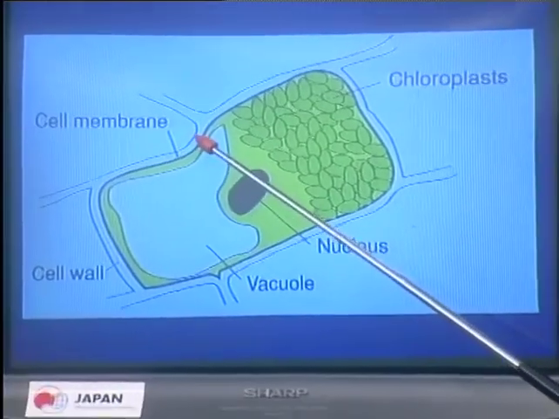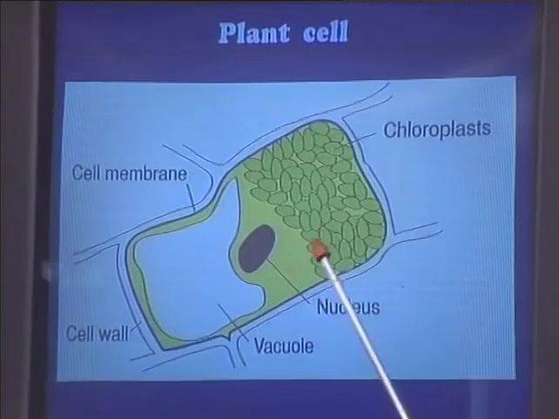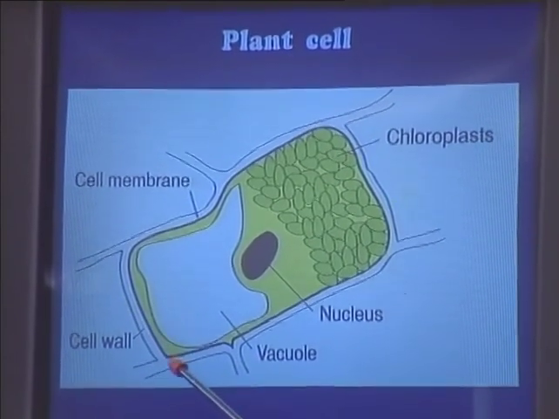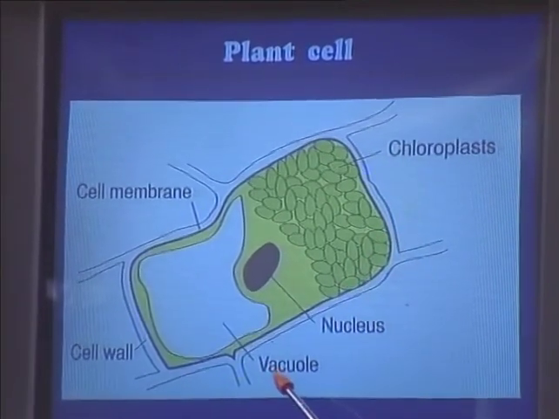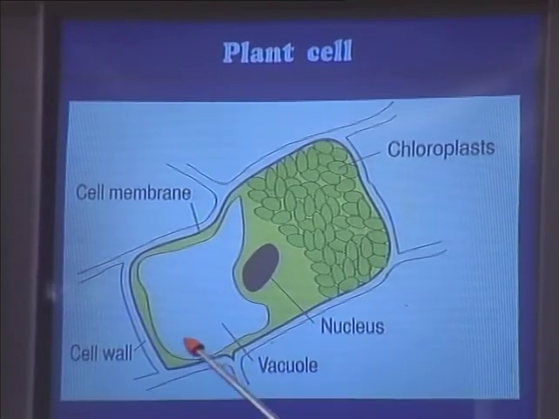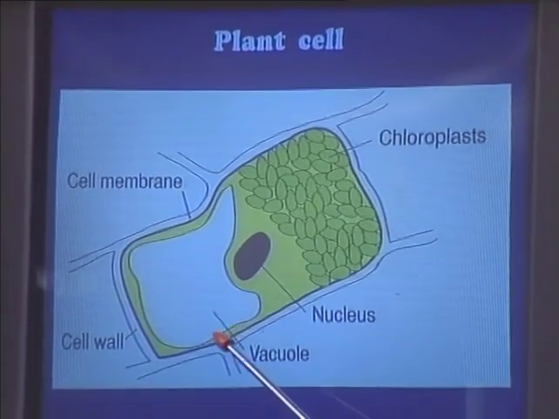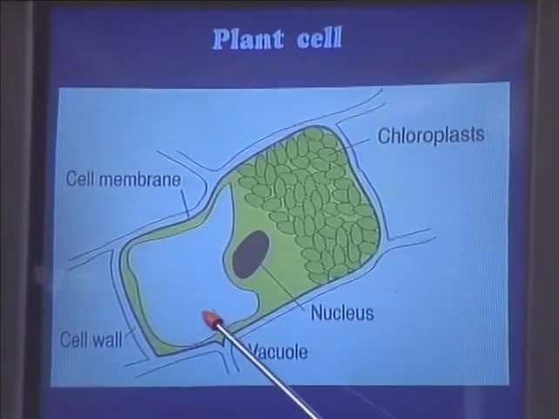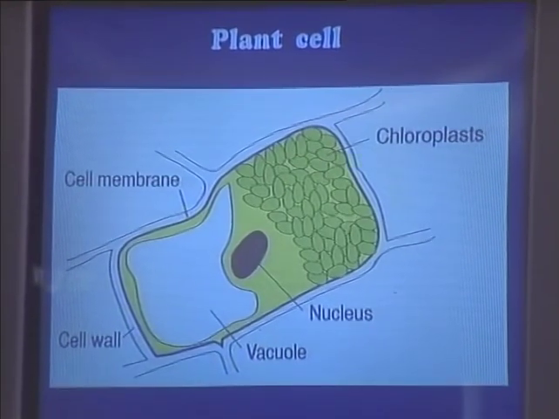What does the cell membrane do? Okay, it protects and allows what goes in and out of the cell. The cell wall is the one that gives the shape of the plant cell. The vacuole is this part here. It's filled with liquid, right? That's where the plant cell sap is. The area here is known as vacuole.